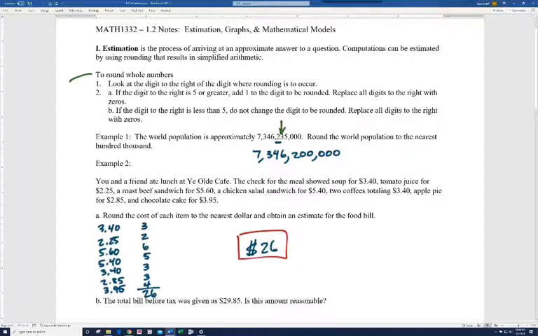The total bill before tax was given as $29.85. Is this amount reasonable? Well, based on what we got, I would say it's a little bit high. So I'd say no. In fact, if you look at the numbers, well, think about this. When you're rounding to the nearest dollar, like if it was at $3.50, you'd round to 4. The most you could be off is 50 cents. And there's 7 calculations here. So if we rounded every one of them up 50 cents, 7 times 50, that would be $3.50.